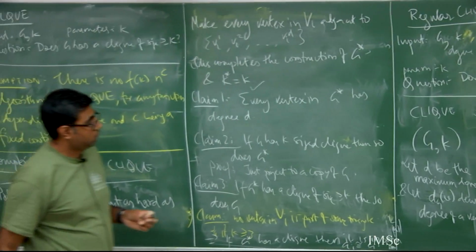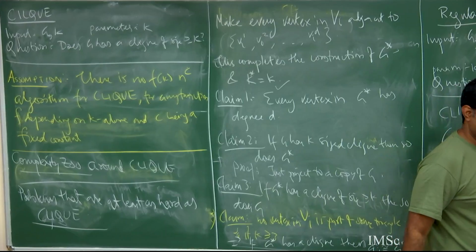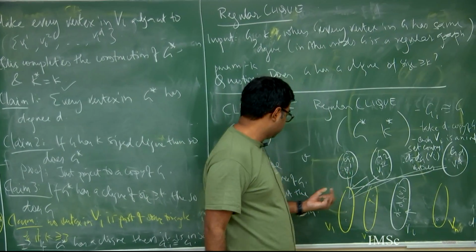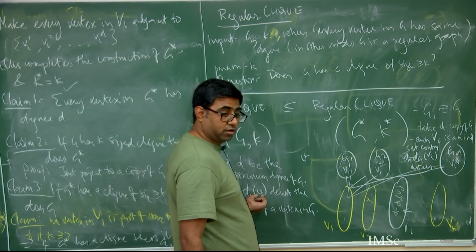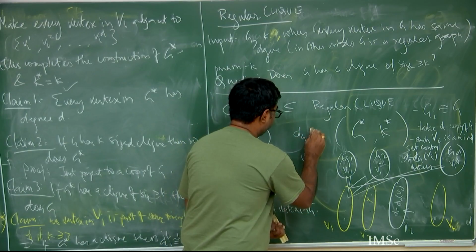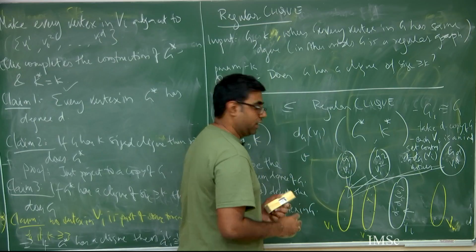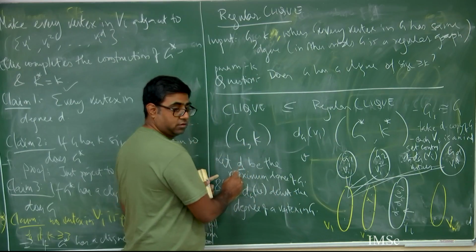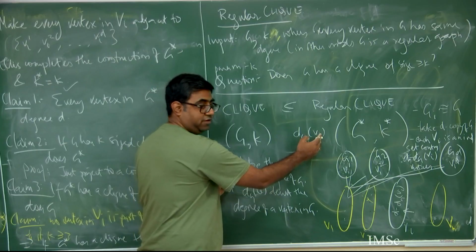What? Degree of this guy? Okay, what is its degree here? It is the degree of V1 in G, right? Okay. What is its degree here? It's D minus the degree of V1 in G. And what was D? D was the max degree. So what is D minus the degree of G? Say 10.